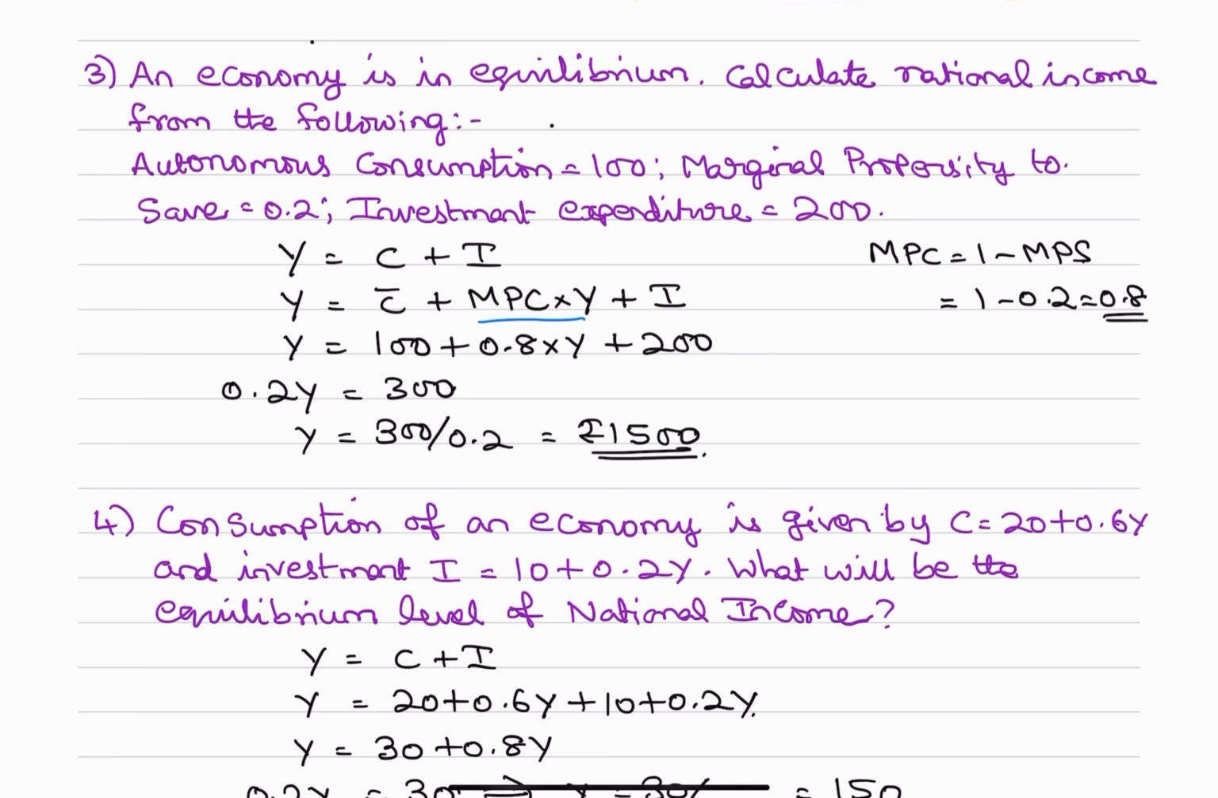Then 100 is autonomous consumption expenditure, and marginal propensity to save is given. Then marginal propensity to consume is 1 minus marginal propensity to save, that is 0.8. Then substituting all the values, you get income is equal to 1500.